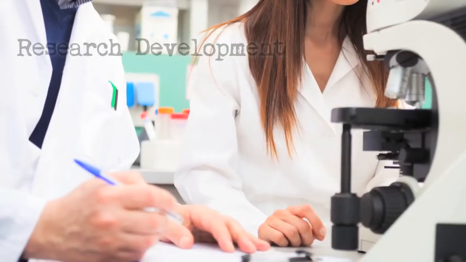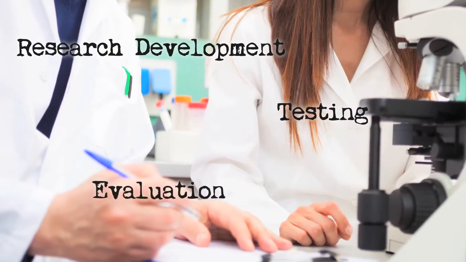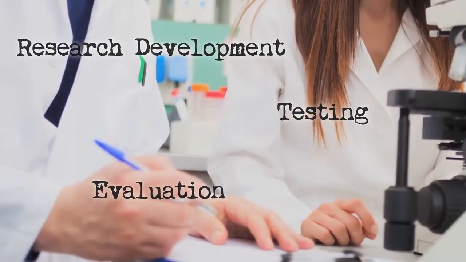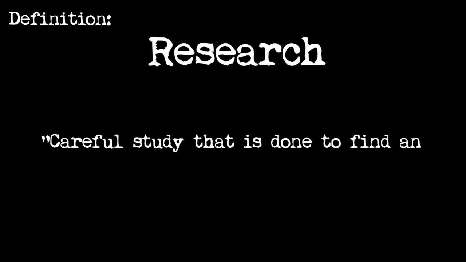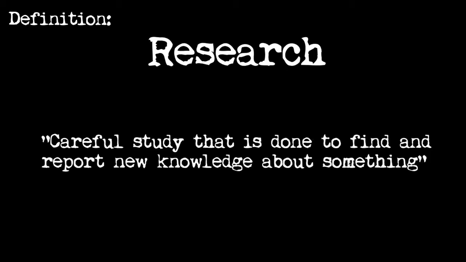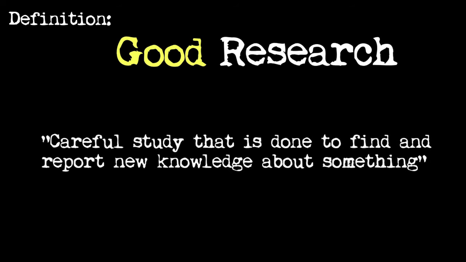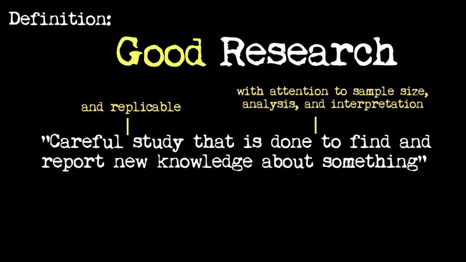Federal guidelines define research as a systematic investigation, including research development, testing, and evaluation designed to develop or contribute to generalizable knowledge. Phrased more simply, research is careful study that is done to find and report new knowledge about something. But let's modify this further so that good research, empirical or data-based investigation, becomes careful and replicable study that is done with attention to sample size, analysis, and interpretation to find and responsibly report new knowledge about something. This also includes ensuring that your sample is representative of the population you wish to study.